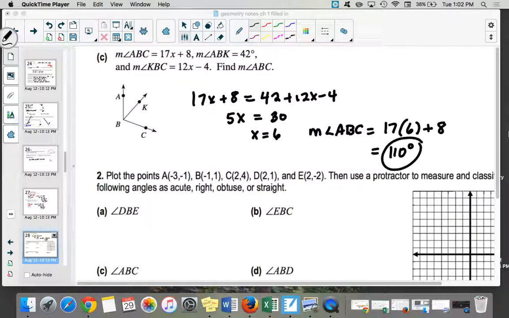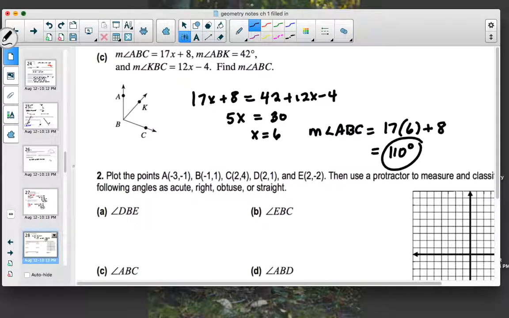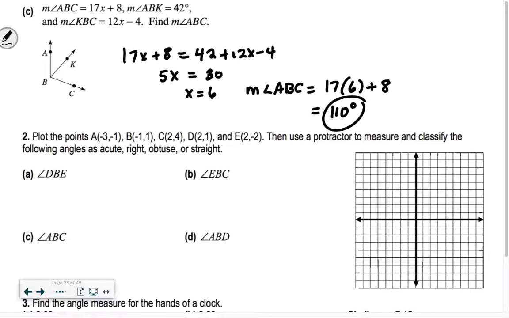All right, so number 2, did you start plotting the points? So you're plotting negative 3 comma negative 1. Now, as you do this, I would label. Oops, I put a positive 1. So negative 3 comma negative 1. So I'd put A. And then I have negative 1 comma 1, B. And then I have 2 comma 4, C. And I have 2 comma 1 is D. And 2 comma negative 2 is E.